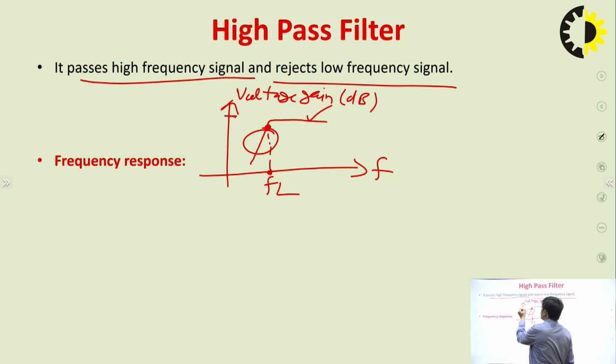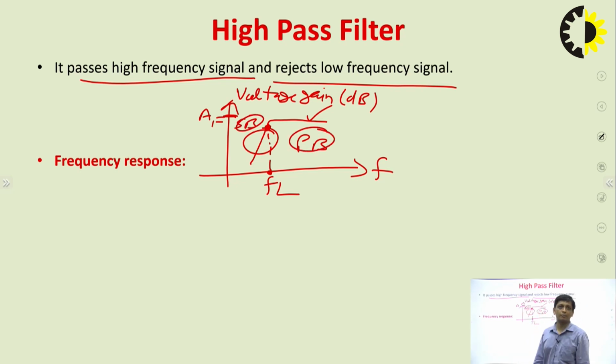Again, let's say the maximum gain is the pass band gain AF. This one is the pass band and this one is the stop band. You can see that in the pass band we are getting more gain, in the stop band the gain is very less, right? So again, this minus 3 dB frequency you can define. It is the frequency at which the gain is reduced by 3 dB from the maximum gain, right?